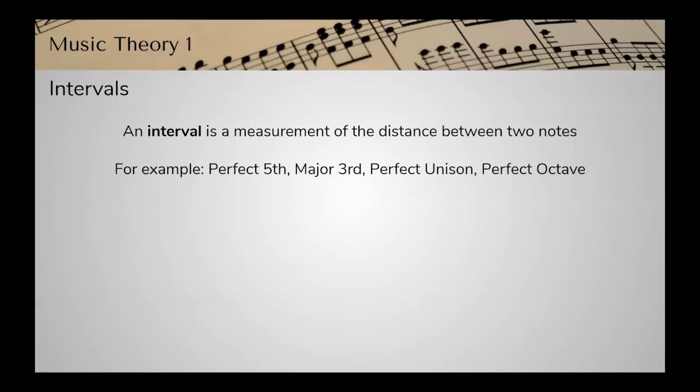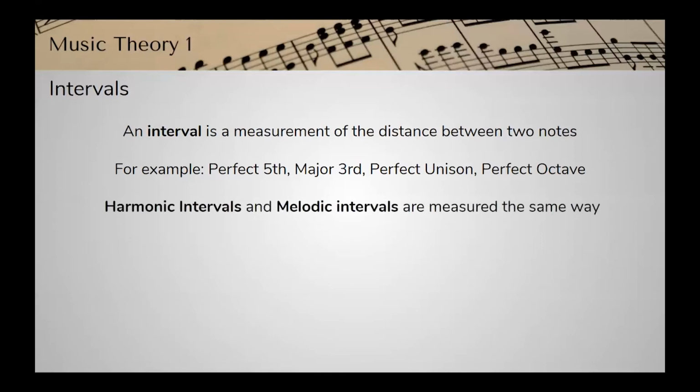Okay, you know what these are. Like I said, these are things like a perfect fifth is an interval, a major third is an interval, a perfect unison is an interval, a perfect octave is an example of an interval. Okay, there are two kinds of intervals in general, but there's not really any difference between them. We have things that are called harmonic intervals, and those are simply intervals that happen at the same time. So that's like a chord.